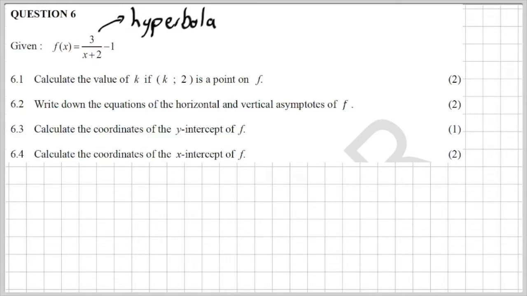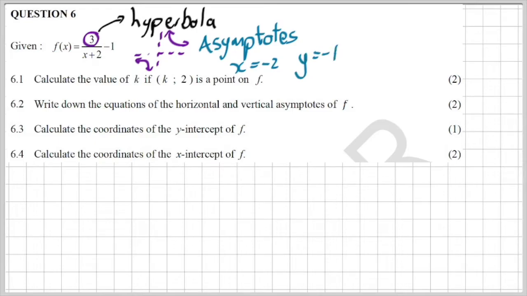Now, hyperbolas always have form in two quadrants because the 3 is a positive value. Therefore, my hyperbola is going to lie in quadrant 1 and quadrant 3. Next up, it also has asymptotes, 2 of them. x equal to negative 2, y equal to negative 1. That is what I know at this moment in time.